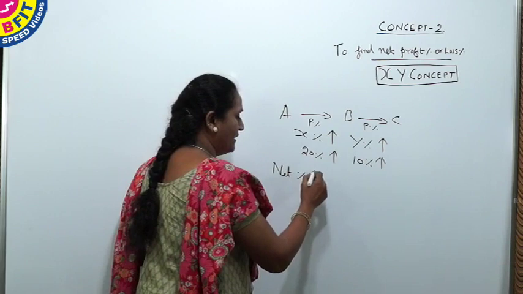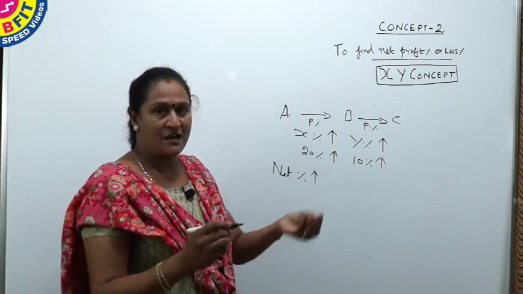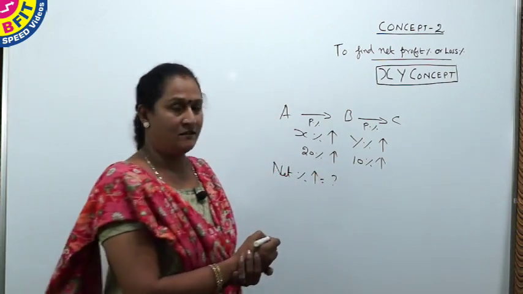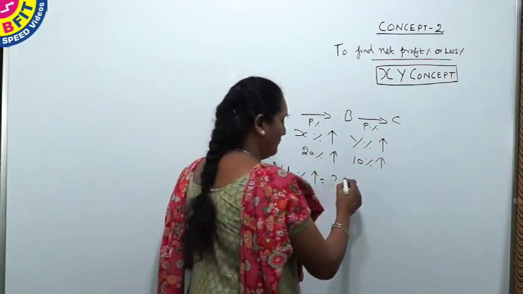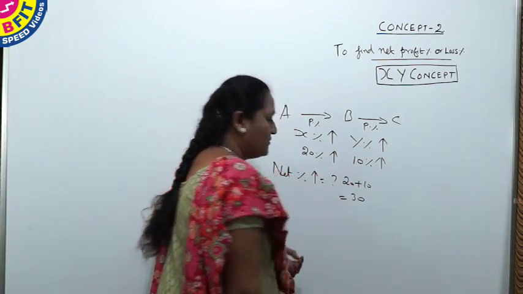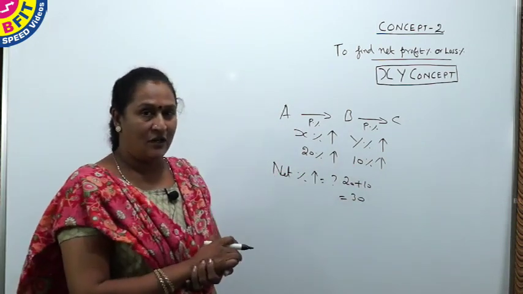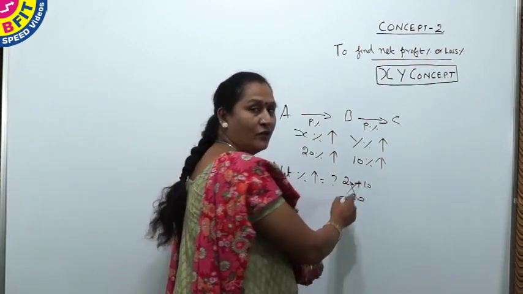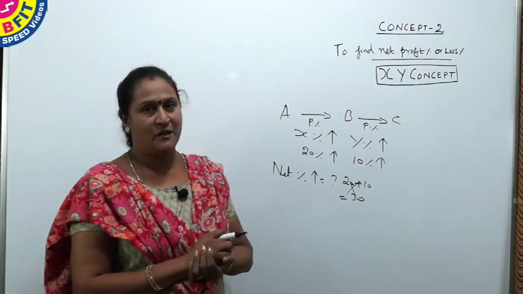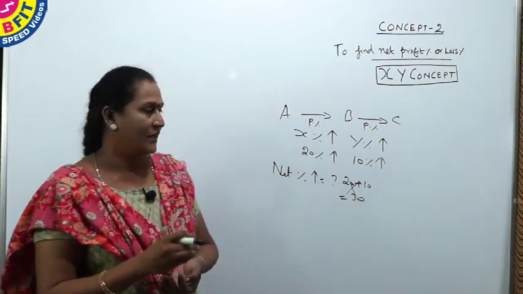So net percent increase. So here increase means profit. So what will be the net increase percent? So 20 plus 10 equal to 30. But when you write 20 plus 10 equal to 30, the answer is wrong, because you have some more increase than this 30%. So we'll see the working.